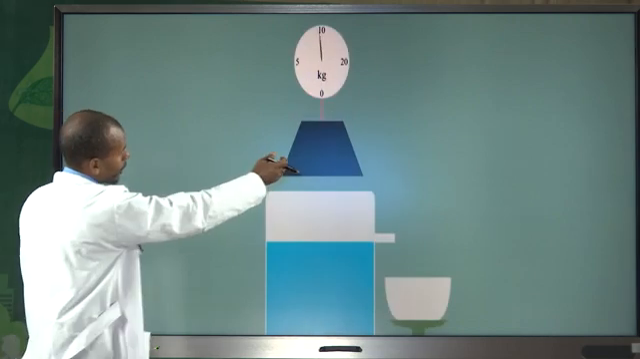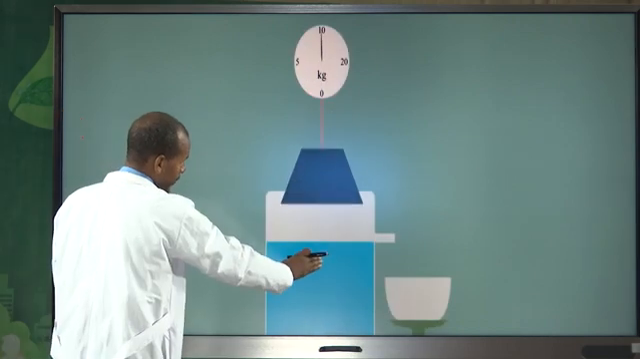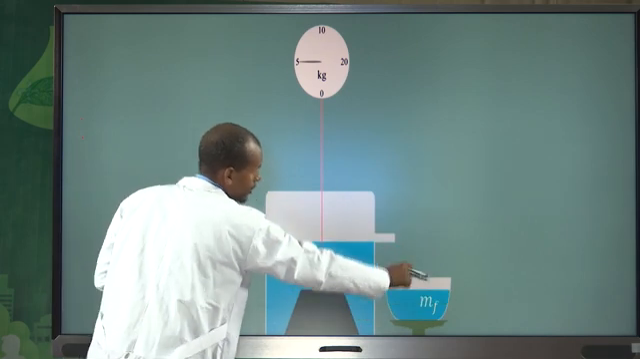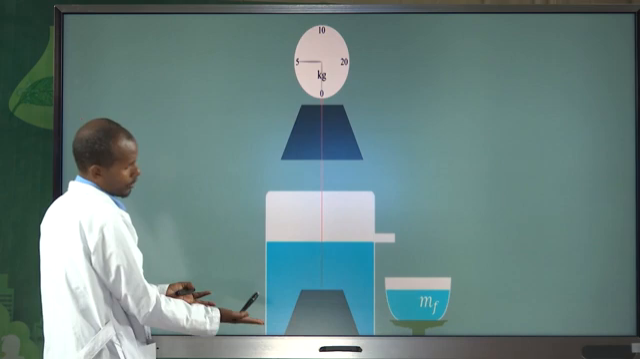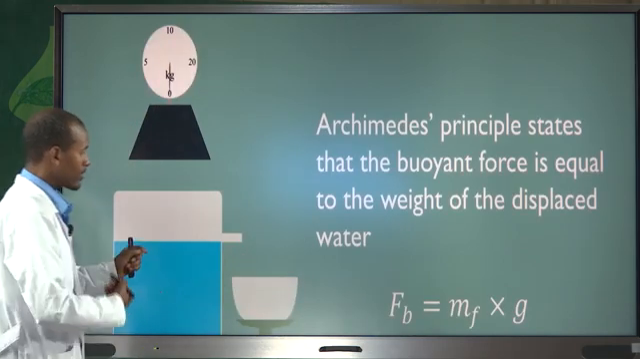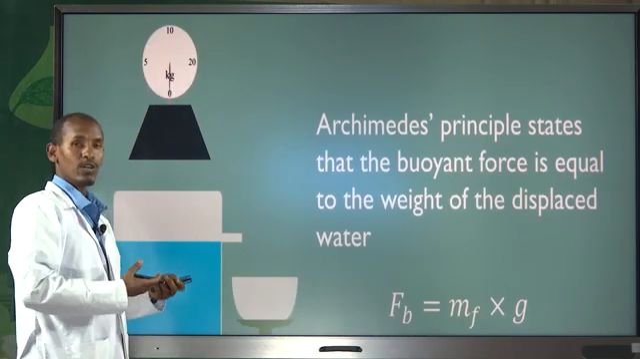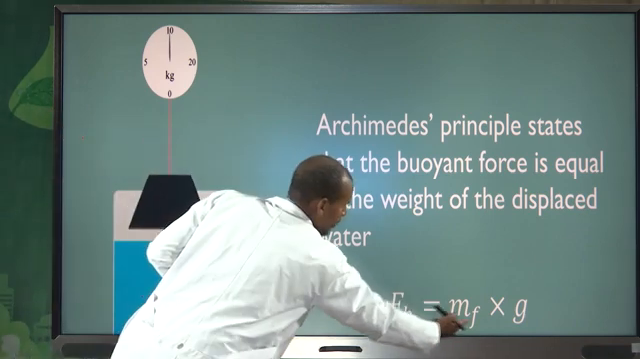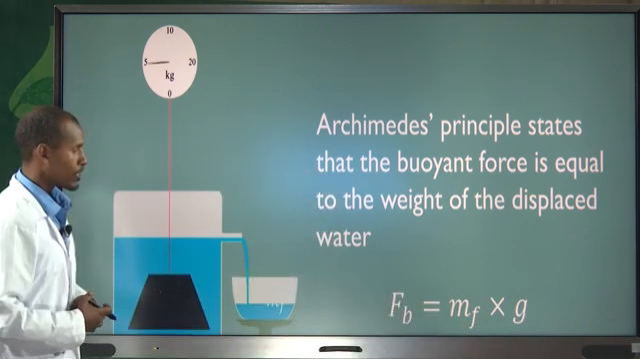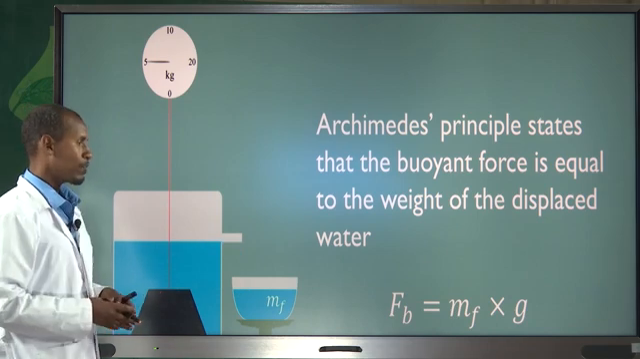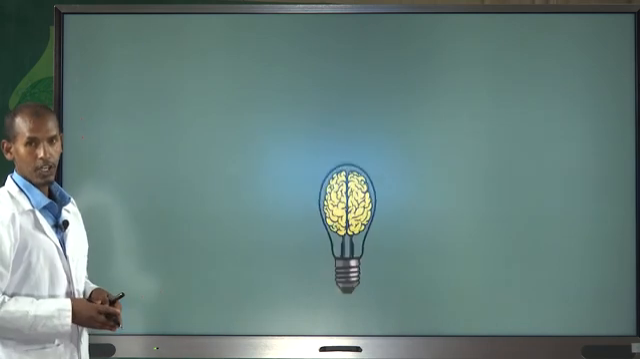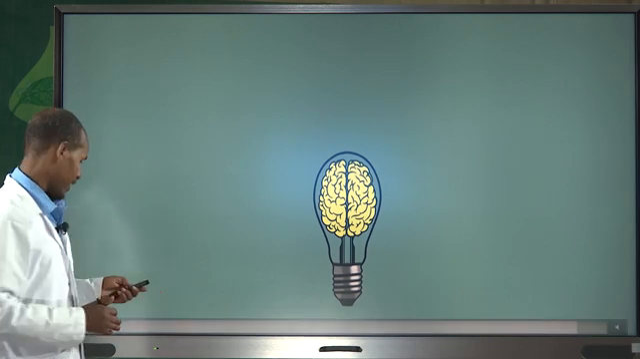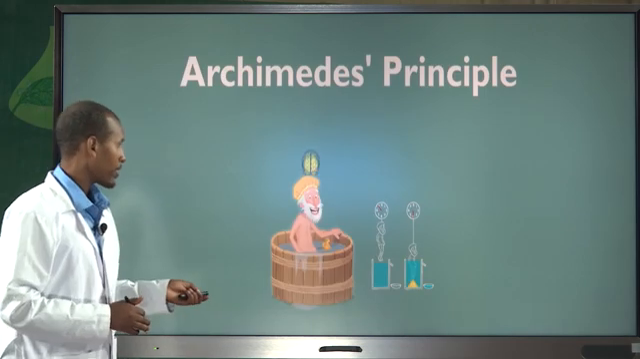Look at this one. When the object is immersed in this fluid, there is a displaced fluid here. The weight of this displaced fluid is equal to the buoyant force on the object that pushes upward. This is what we call Archimedes' principle. Buoyant force is equal to the mass of the displaced fluid times the gravitational acceleration. This is how Archimedes' principle is applied in real life.